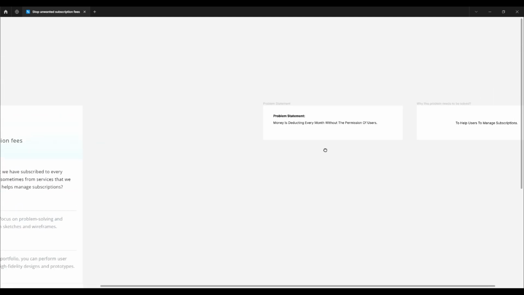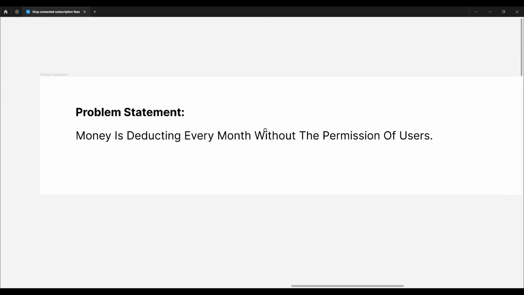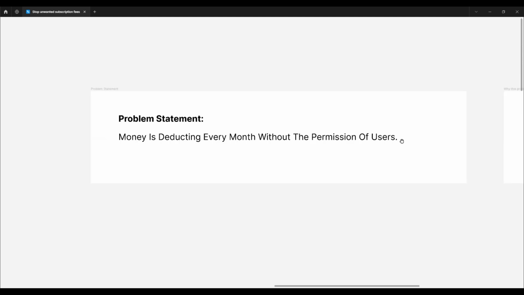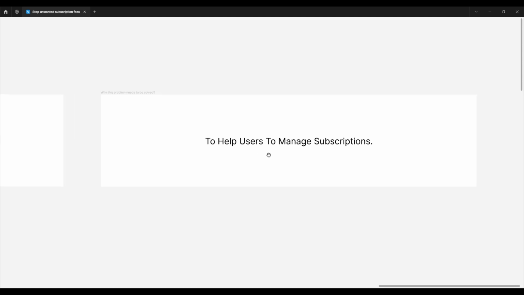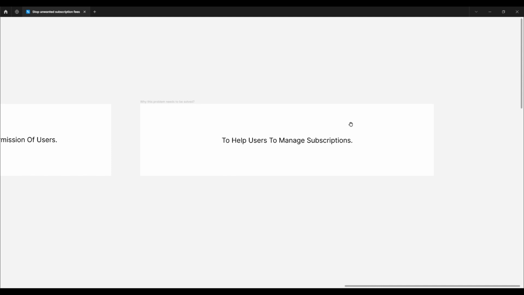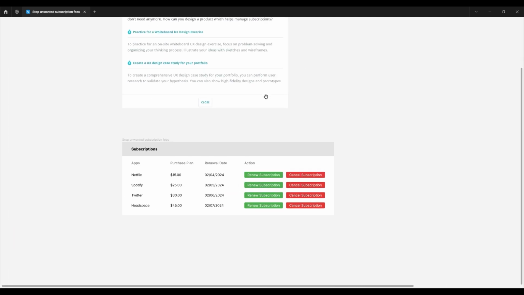At first, let's understand the problem statement. Money is deducting every month without the permission of users. Why does this problem need to be solved? To help users manage subscriptions. So, now what can be the solution for this problem?